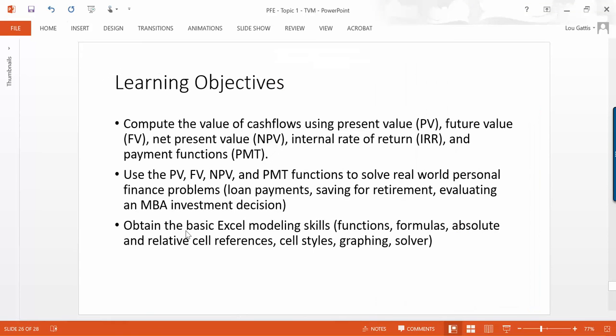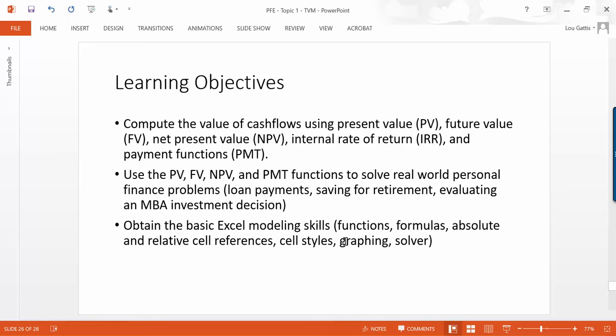All right, so what we've done in this topic, we've talked about what FV is, future value lump sums, annuities, how to use the payment function, the NPV function, the IRR function, and we used it to solve two interesting problems. How do I know I'm saving enough for retirement? And how do I know my rate of return on this MBA investment?